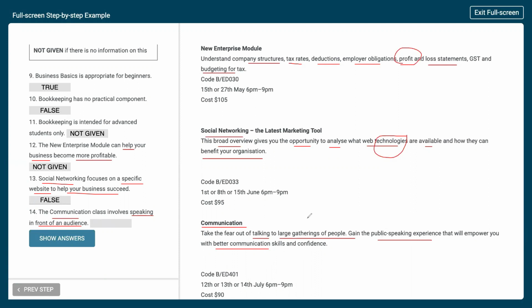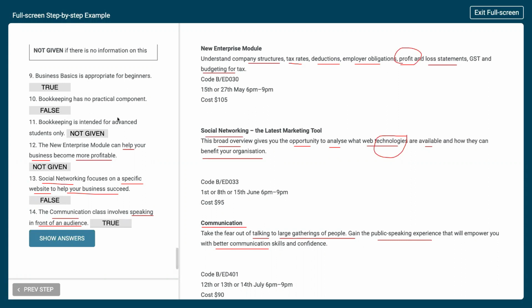Okay, so the phrase talking to large gatherings of people and gain the public speaking experience, these 2 phrases, they tell the potential participants reading this information that they will gain experience talking to large gatherings of people. So you see how it's going to involve in some way speaking in front of an audience. And so it would be true, since the information here is shown in this statement about communication. All right, so we have true, false, not given, false and true. It followed the order.